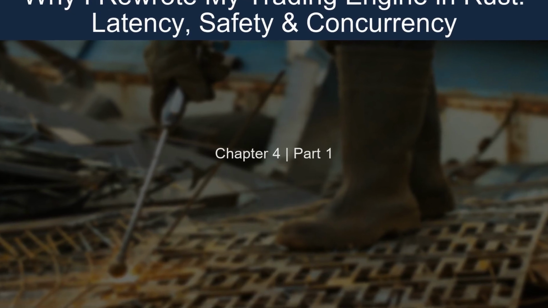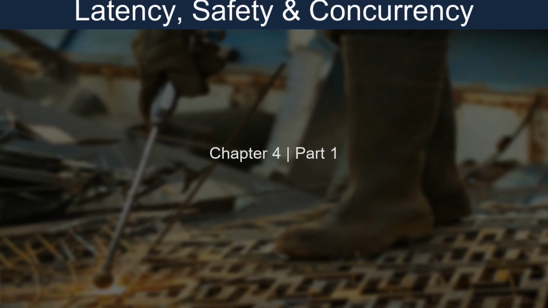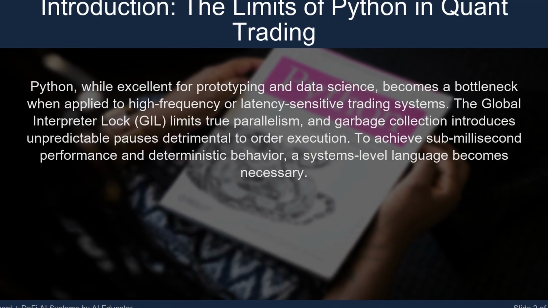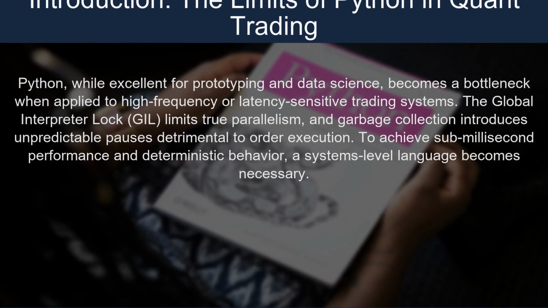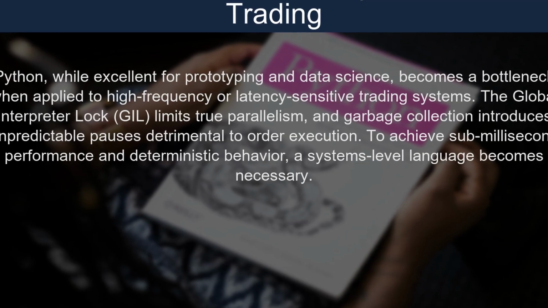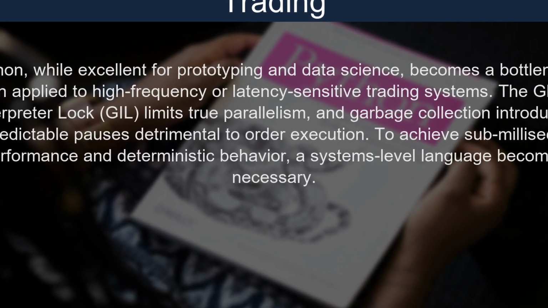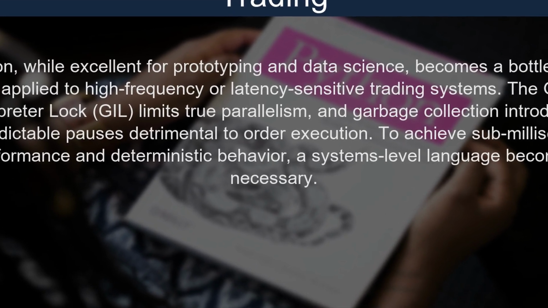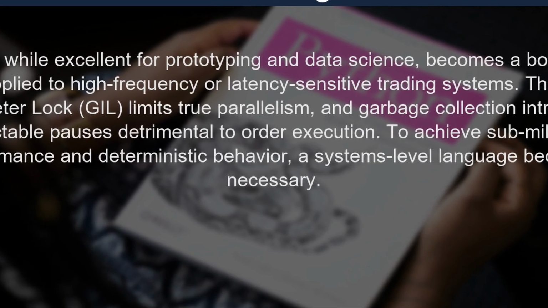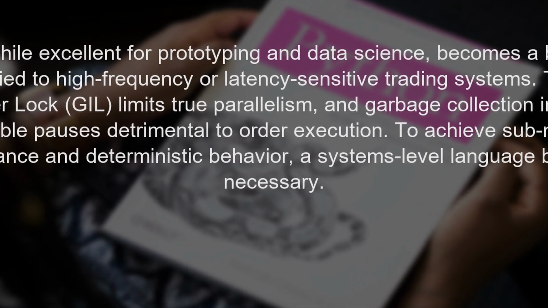Today's lesson is titled Why I Rewrote My Trading Engine in Rust. Latency, safety and concurrency. Python, while excellent for prototyping and data science, becomes a bottleneck when applied to high-frequency or latency-sensitive trading systems. The global interpreter lock, GIL, limits true parallelism, and garbage collection introduces unpredictable pauses detrimental to order execution. To achieve sub-millisecond performance and deterministic behavior, a systems-level language becomes necessary.